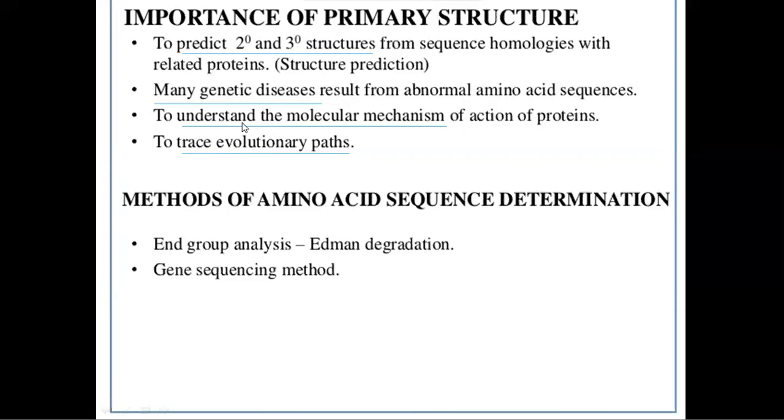And we can understand the molecular mechanism of proteins, the folding of the proteins, the arrangement of the protein, the size of the proteins. So we can get this information and understand these concepts from the structure of primary proteins. And also we can trace the evolutionary paths. And these primary structures can be determined by two important techniques, Edman degradation and the gene sequencing method.